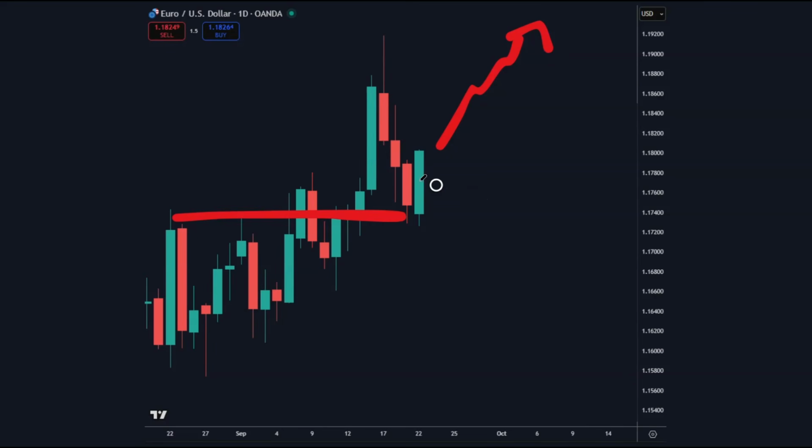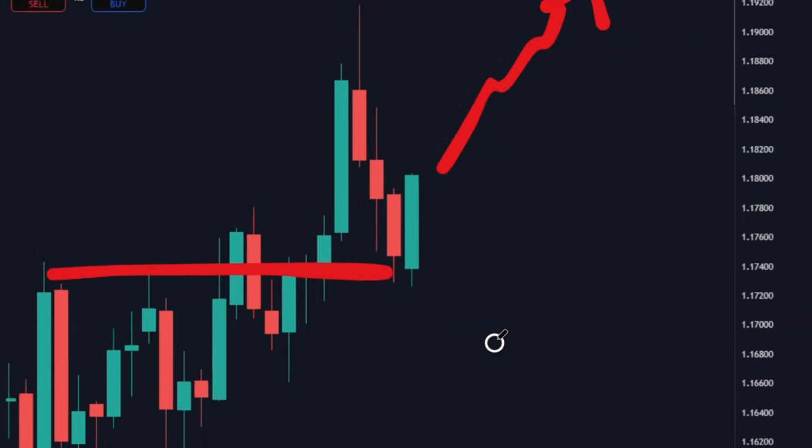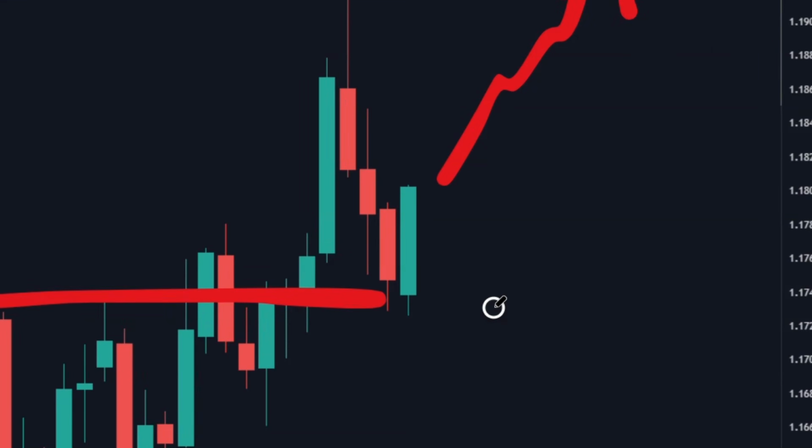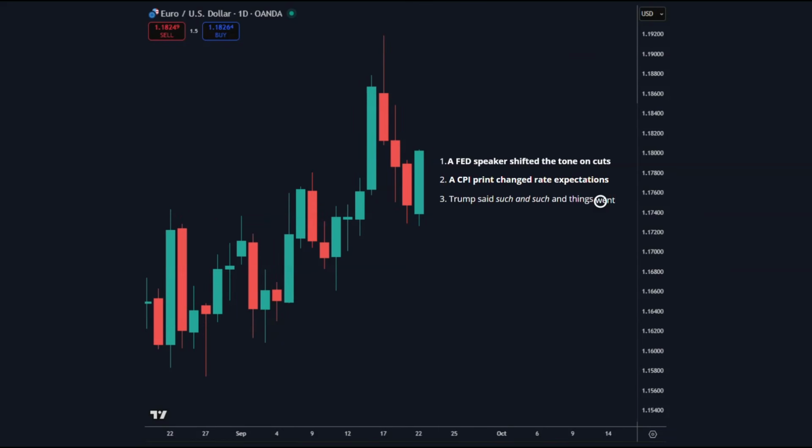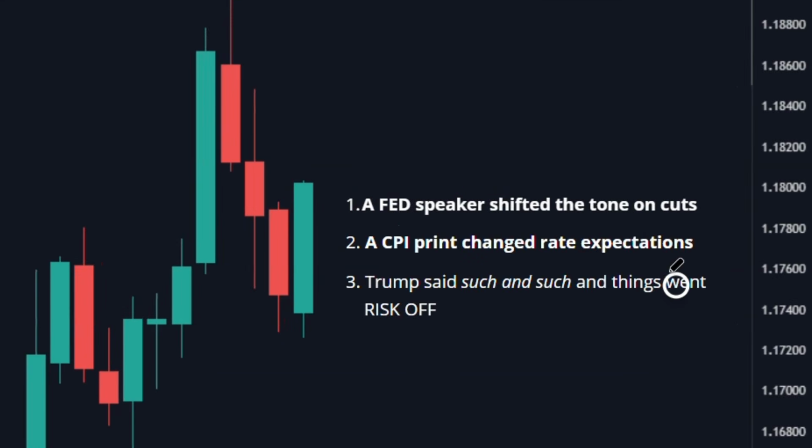So the correct process is, first, obviously, you define the engulfing candle. And this is a true engulfing with the low taken and the close of the candle above the previous high, in this case, of the previous candle. Okay, this is a true engulfing candle. Now, step 2, you ask the AI to find catalysts with sources for that day. And usually it might come back with something like a Fed speaker shifted the tone on cuts, a CPI print changed expectations, Trump said such and such, and things went risk off or risk on.